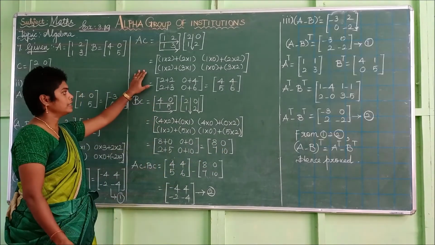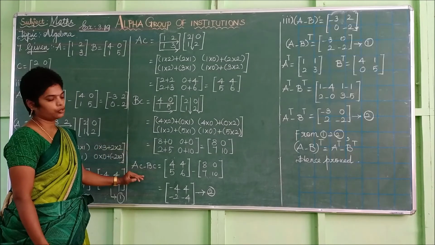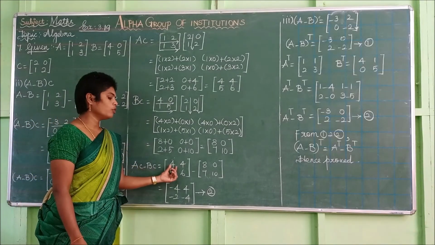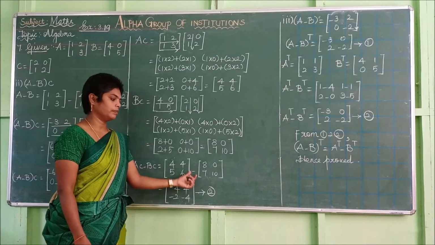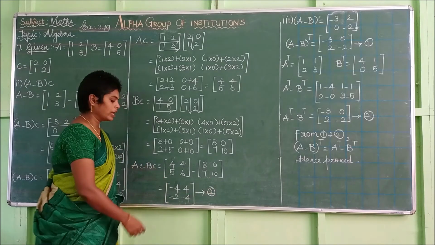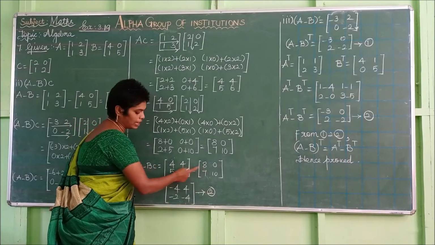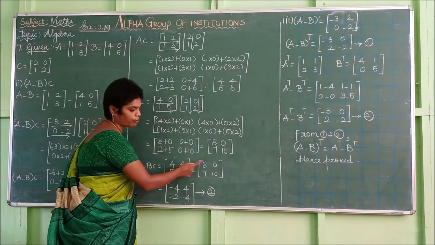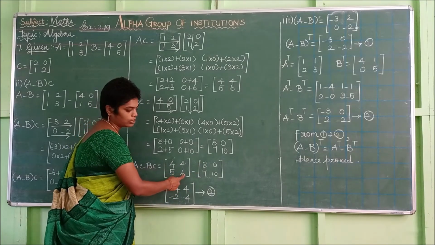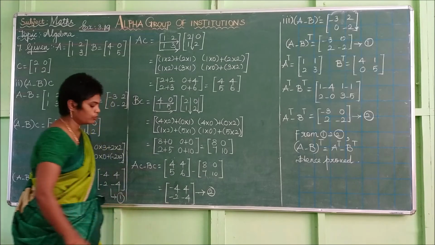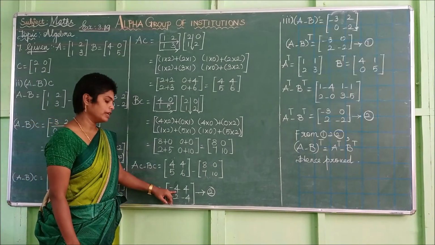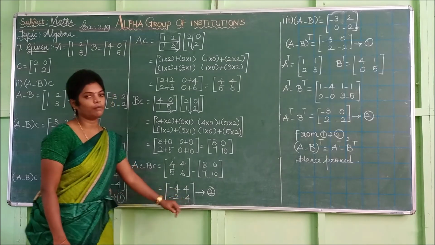So we have AC, BC value. Substitute here. AC minus BC which is equal to 4, 4, 5, 6 minus matrix 8, 0, 7, 10. Now you can subtract. 4 minus 8 is minus 4. 4 minus 0, 4. 5 minus 7 minus 2. 6 minus 10 minus 4. So you got the value of AC minus BC which is equal to minus 4, 4, minus 2, minus 4.